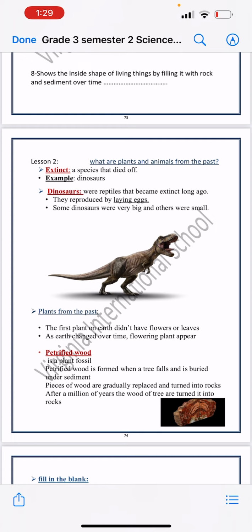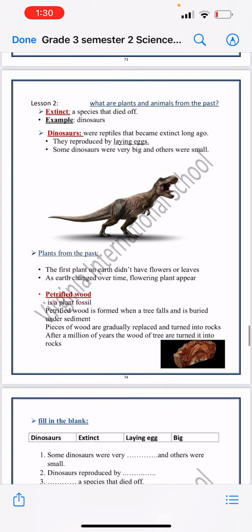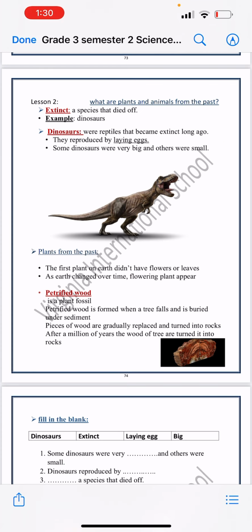Just like the dinosaurs. And here's a small piece of info that you have to know about the dinosaurs. Actually, they were reptiles, and this is a type of animal. They are reptiles. They went extinct long ago. They reproduced by laying eggs and not by giving birth. And we have different sizes of these dinosaurs. And not only dinosaurs are animals that went extinct, we also have some plants that went extinct.